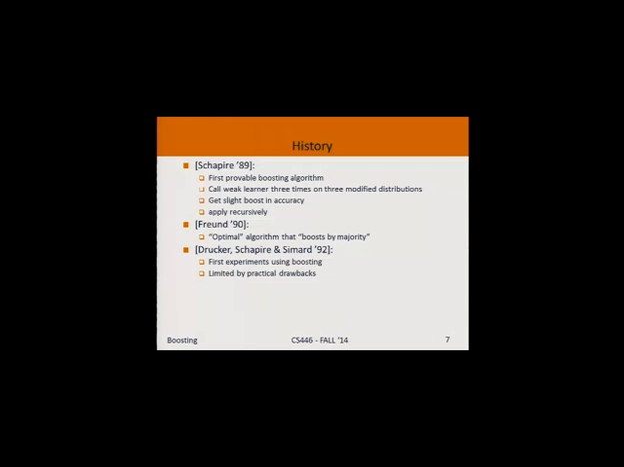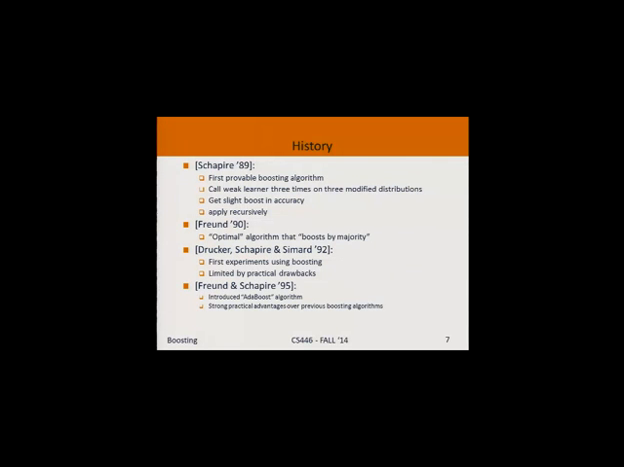And this algorithm actually started to be used in applications. So the AT&T team tried to do some experiments and ran it on a few interesting cases, but it was really limited in terms of its application because of various practical issues.